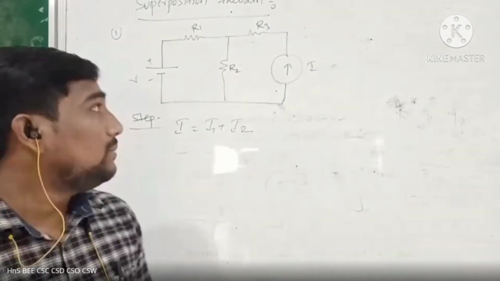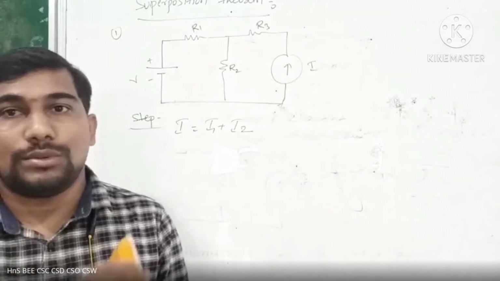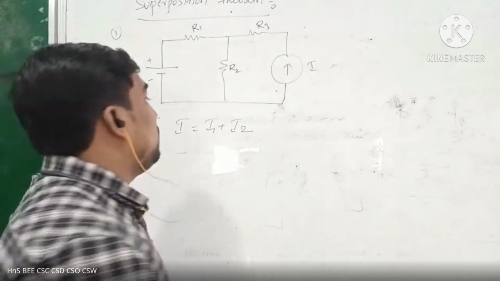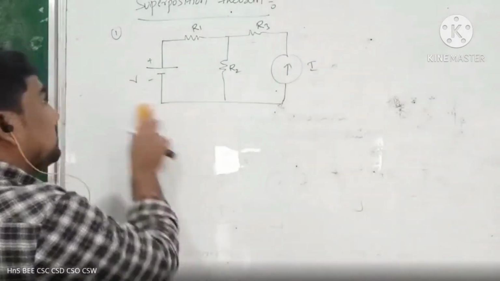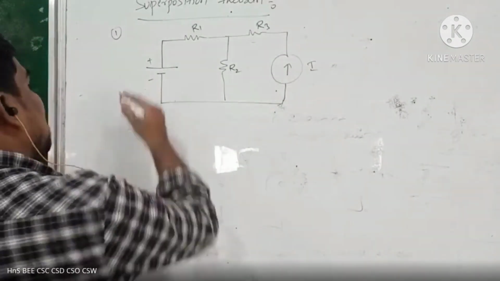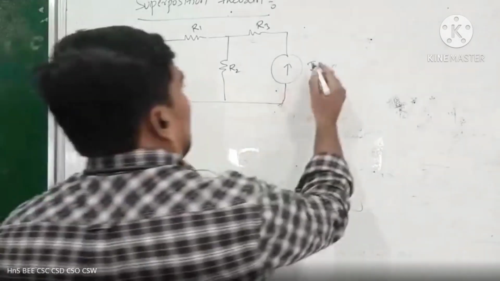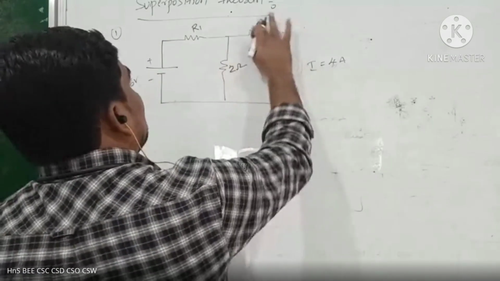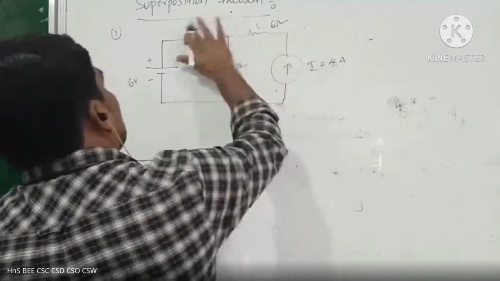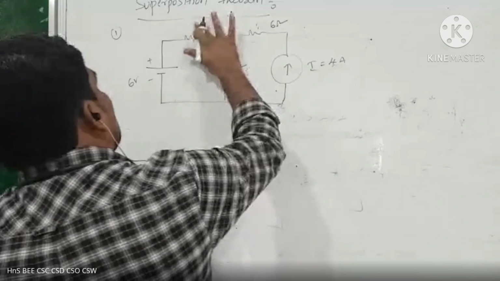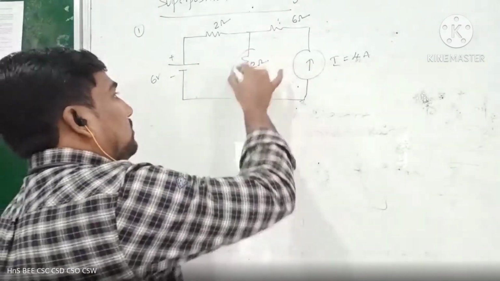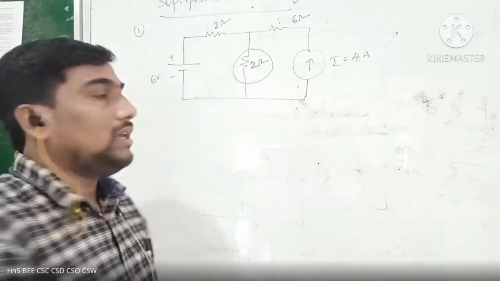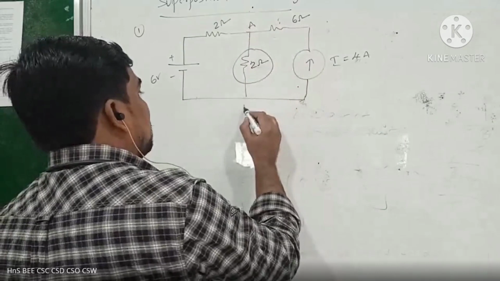Now I'm taking an important question on the superposition theorem. I'm taking some values. Now coming to the problem. The V value is 6 volts, the current source value is 4 amperes, R2 is 2 ohms, R is 6 ohms. Sir, I'm taking this one: find the current across the 2 ohm resistance by using the superposition theorem. For example, I'm taking this as point A, this as point B.